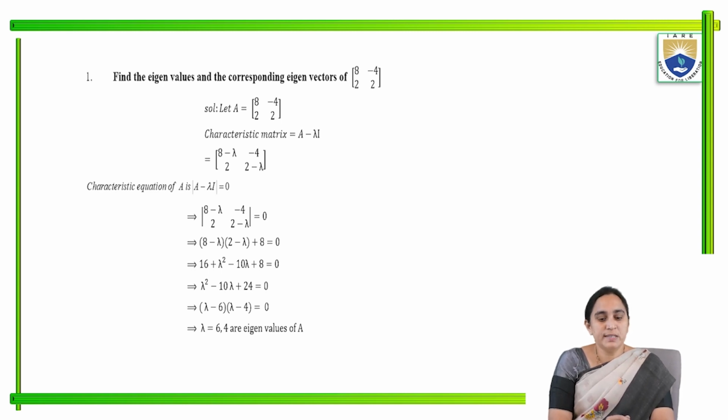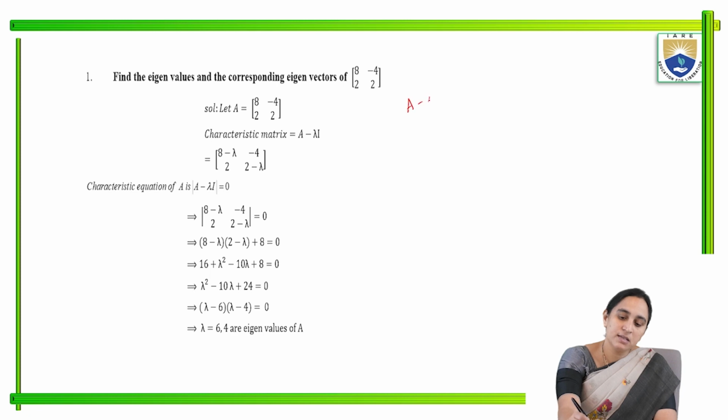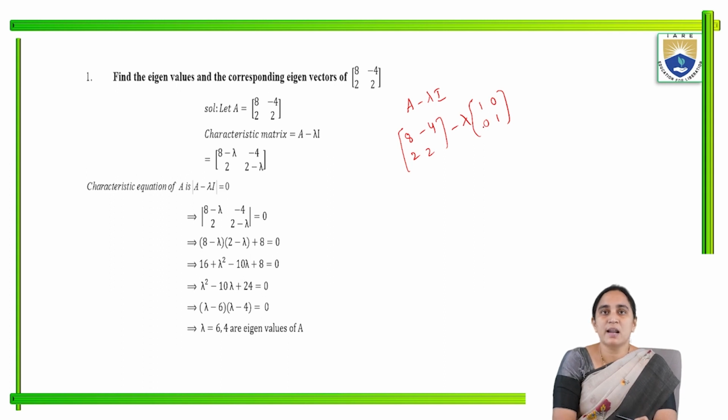What is the form of the characteristic equation? It is det(A minus lambda I) equal to 0. For that, first we write the characteristic matrix form, which is A minus lambda I. Here A is the 2 by 2 matrix [8, -4; 2, 2] minus lambda times the identity matrix [1, 0; 0, 1].